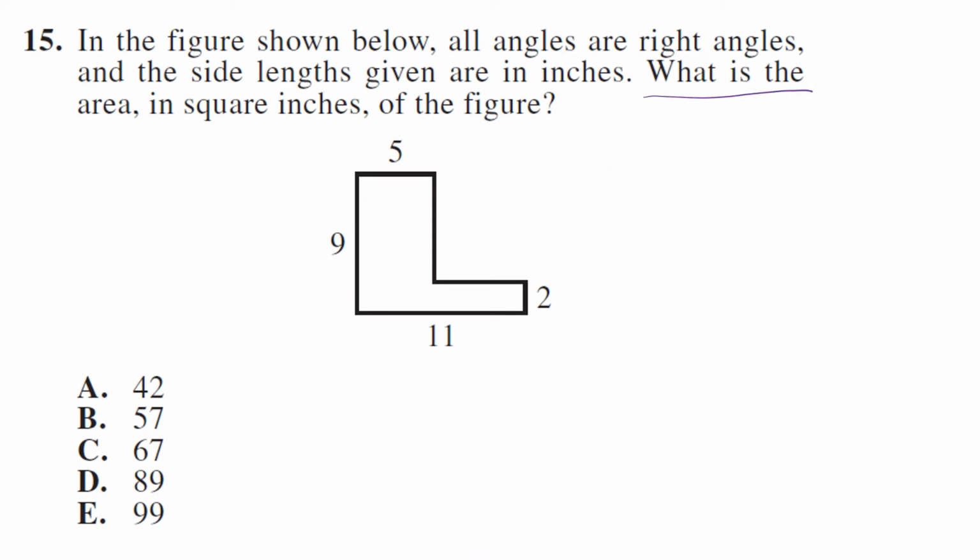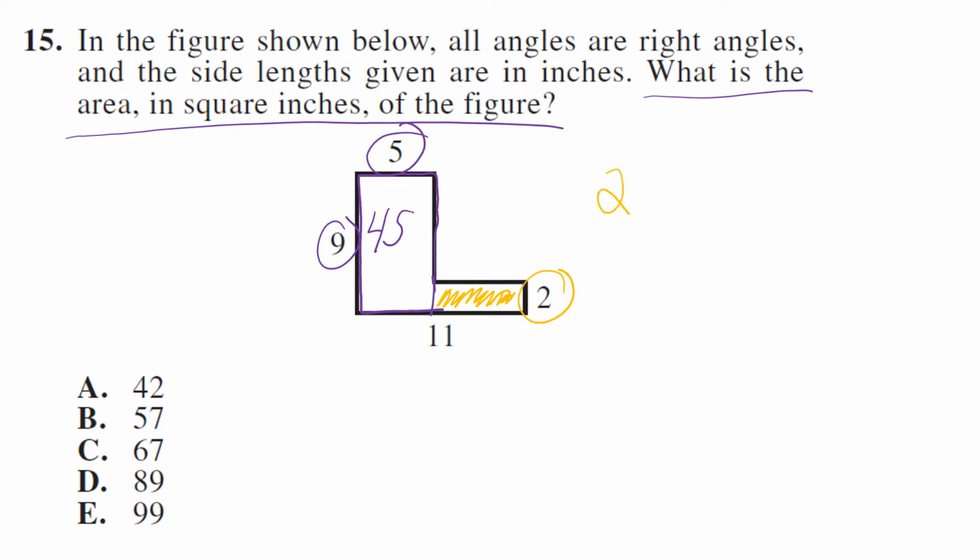What is the area in square inches of this figure? Well, let's do this box here first. Okay, so we'll outline it. It's 9 and 5, and 9 times 5 is 45. Well, now this other box is a little bit trickier, right? This area here. So we know that part of that is 2. So it's going to be 2 times what? Well, if this whole part of the bottom is 11, it's going to be 11 minus 5, and that's going to give us 6. 11 minus 5 equals 6. So now this part is 6.